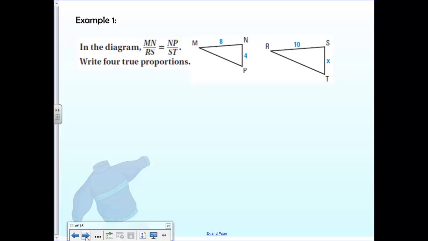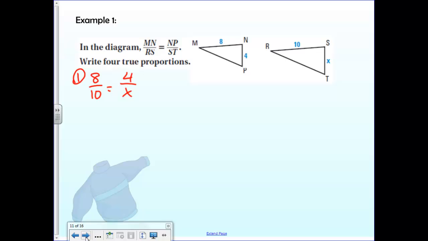So here, in this diagram, MN to RS equals NP to ST. Right, four true proportions. The first proportion I'm going to write is filling in the blanks of the original one that they give me. So my first one, what is MN when I look at the picture? 8. What is RS? 10. What is NP? NP is 4, and ST is X. This is the first one, which is just like that.